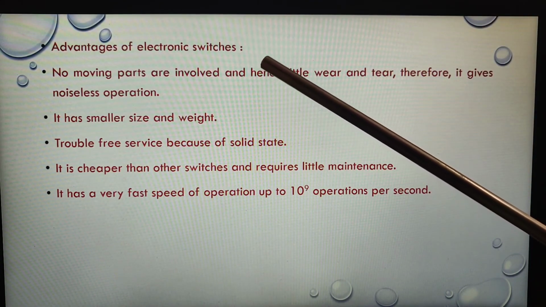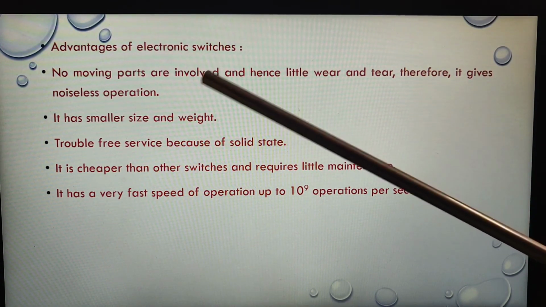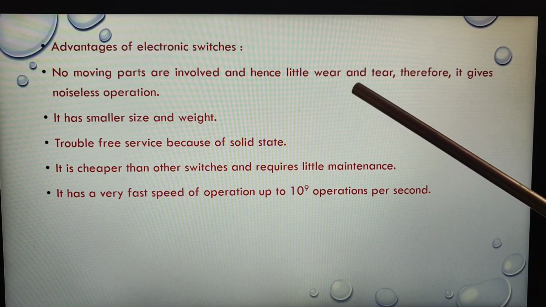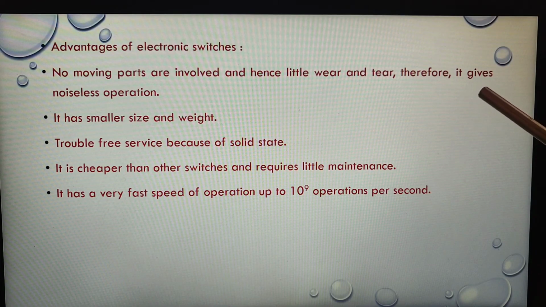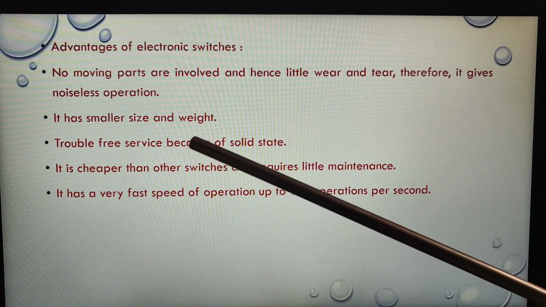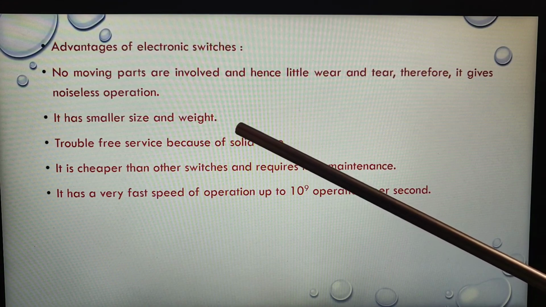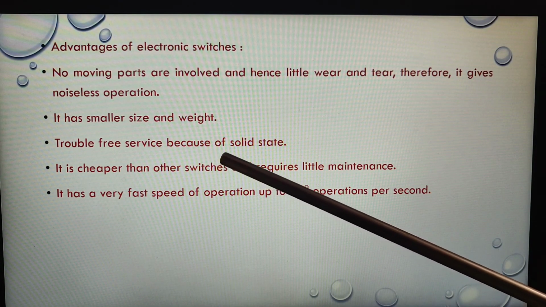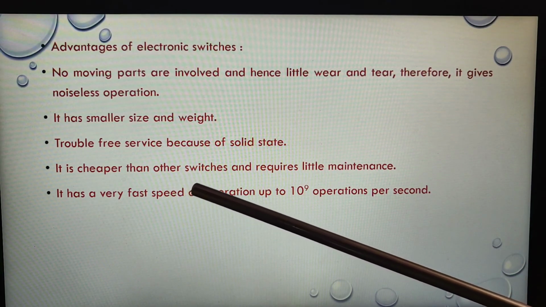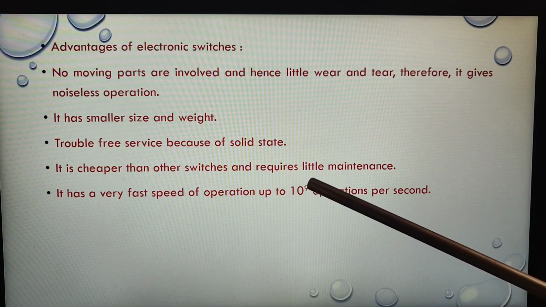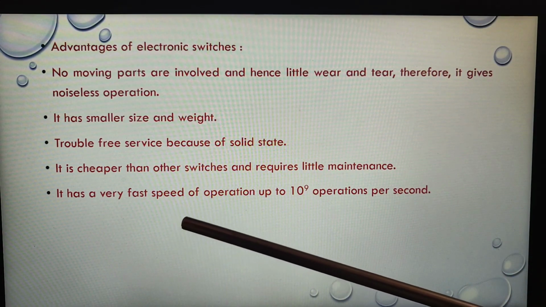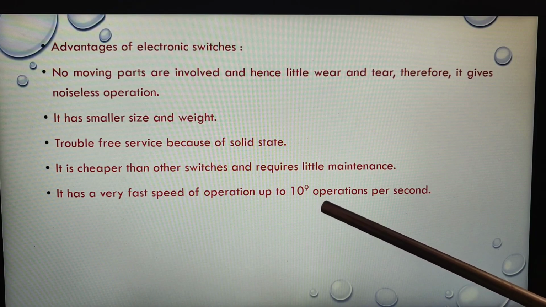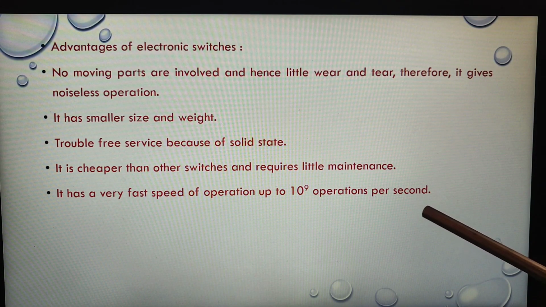Now we see the advantages of electronic switches. No moving parts are involved and hence little wear and tear. Therefore, it gives noiseless operation. It has smaller size and weight. Trouble-free service because of solid state. It is cheaper than other switches and requires little maintenance. It has a very fast speed of operation, up to 10⁹ operations per second.